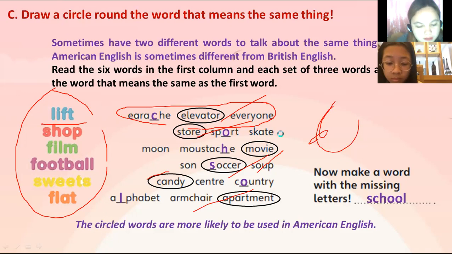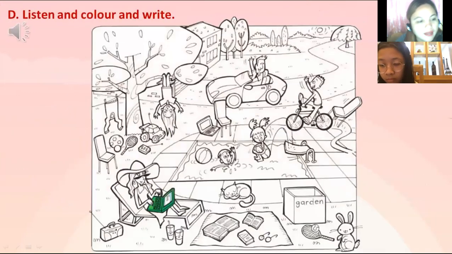Okay, so let's proceed. Okay, so now let's have activity letter D. Listen and color and write, okay? So same as before, Laura. You have to listen and then color the things that you hear, okay? Okay. So let's start now.